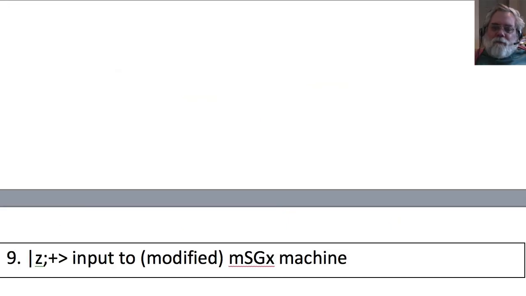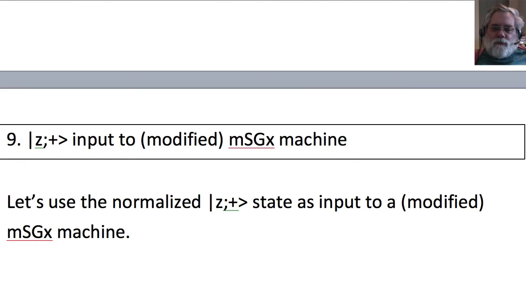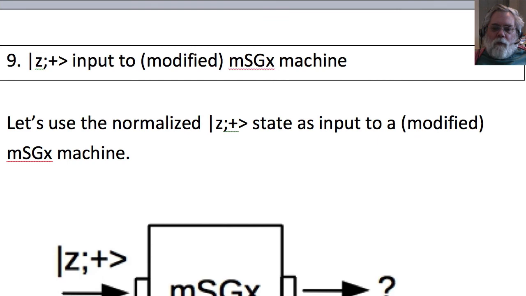Now we're on our 9th and final experiment. I'm sure we're all sick to death of these Stern-Gerlach experiments by now. This will be the final one, and then we'll cover some new material. Here we're going to use a modified SGX machine. Recall that we defined that in the prior lecture, D1, I think.